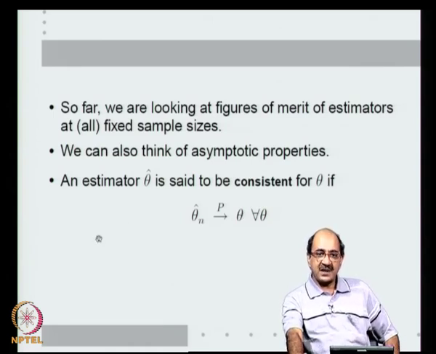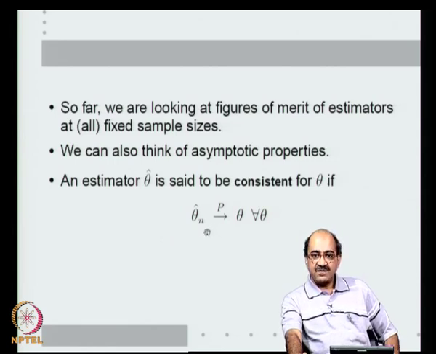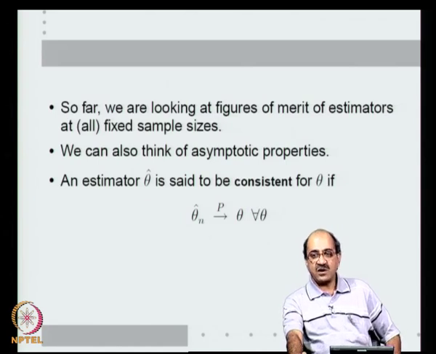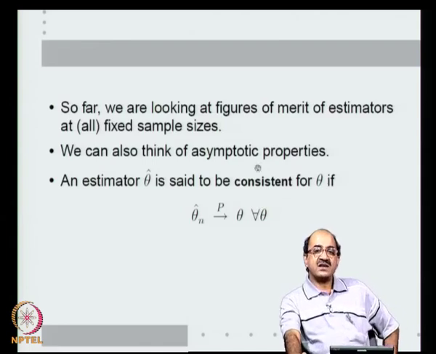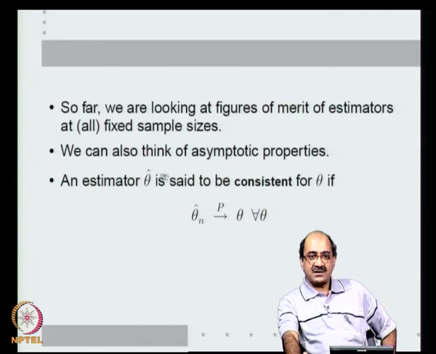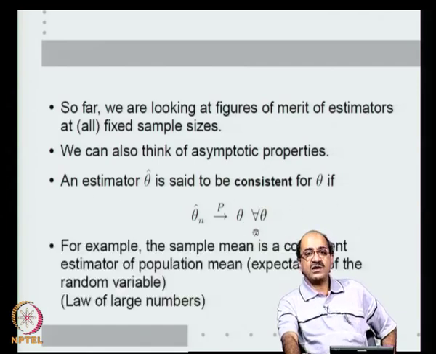This is an asymptotic property, but essentially what this means, because of the convergence in probability, is that if n is sufficiently large, the probability that theta hat n and theta differ by some epsilon can be made less than delta. That is what this convergence in probability means. So, a consistent estimate is good because for large sample size the estimator will be close to the true value of the parameter. So, an estimator theta hat is said to be consistent if theta hat n converges in probability to theta. Okay.